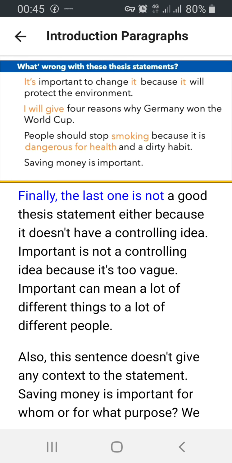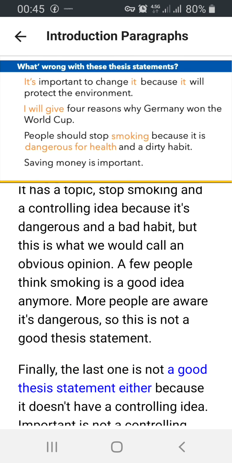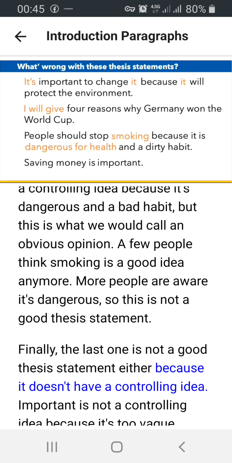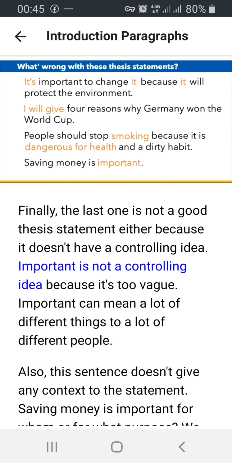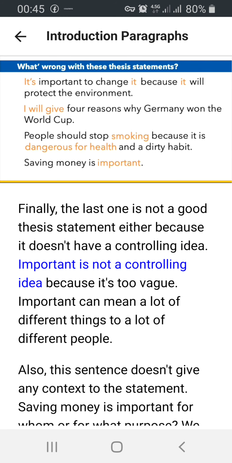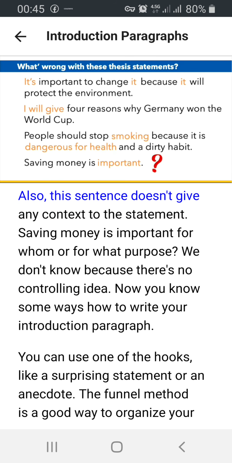And finally, the last one is not a good thesis statement either because it doesn't have a controlling idea. Important is not a controlling idea because it's too vague. Important can mean a lot of different things to a lot of different people. Also, this sentence doesn't give any context to the statement. Saving money is important for whom or for what purpose? We don't know because there's no controlling idea.